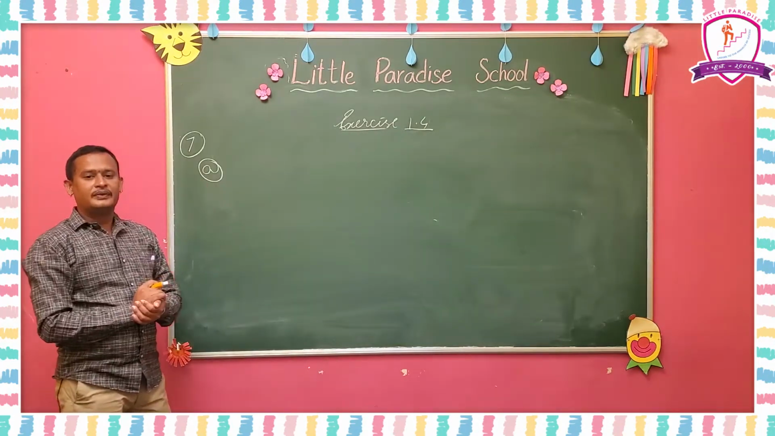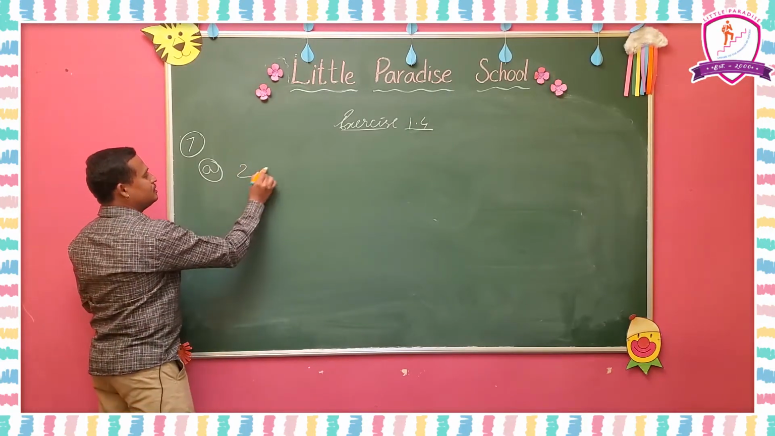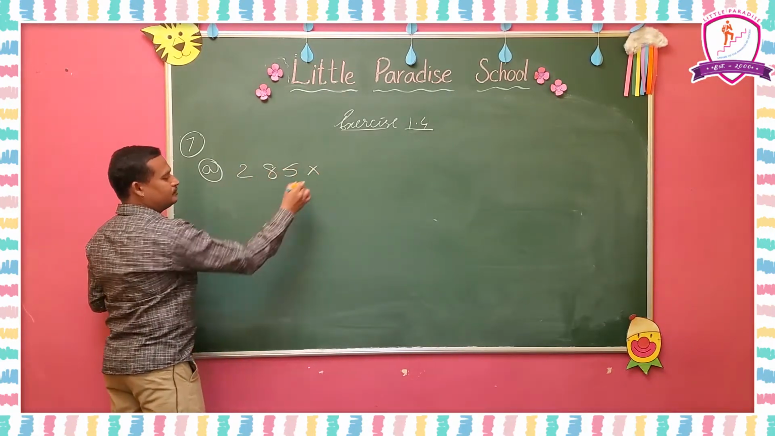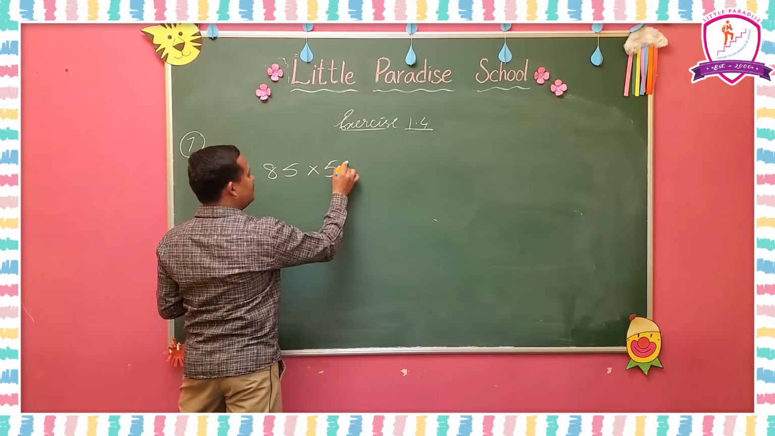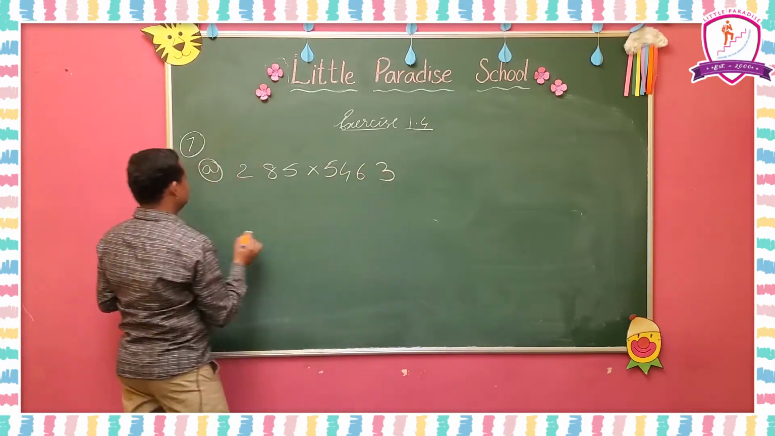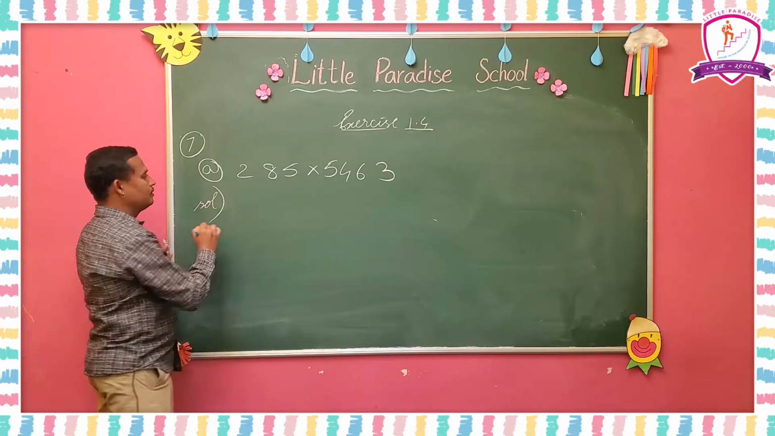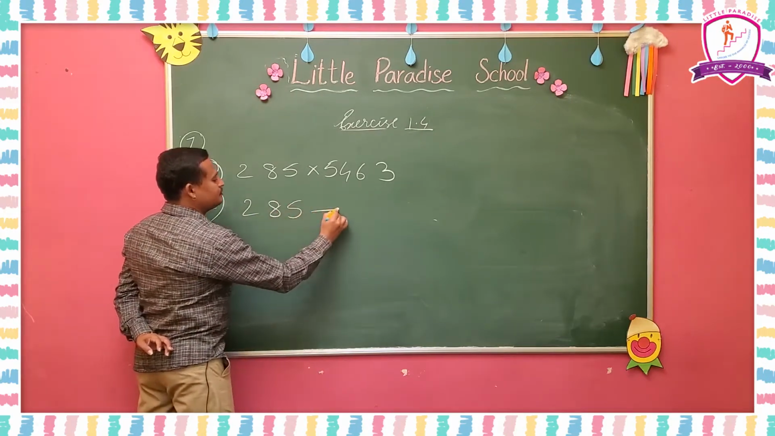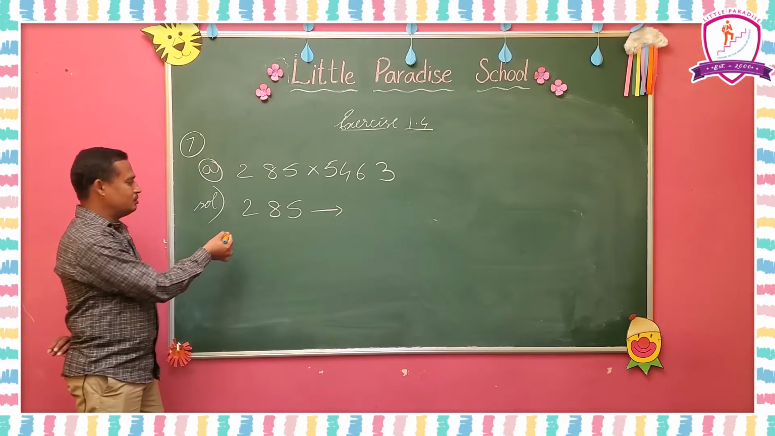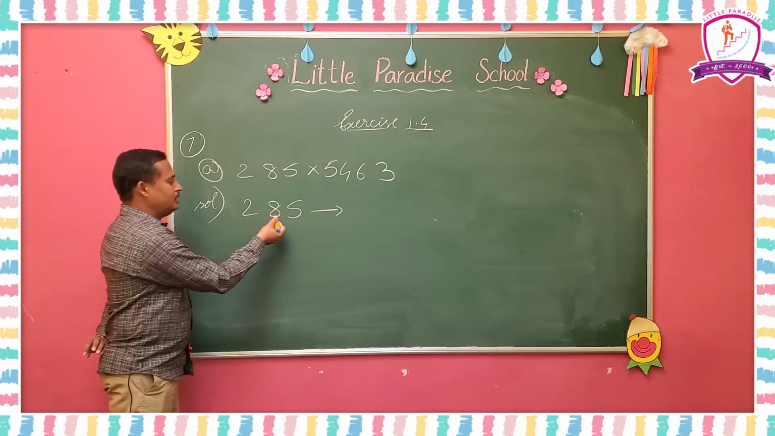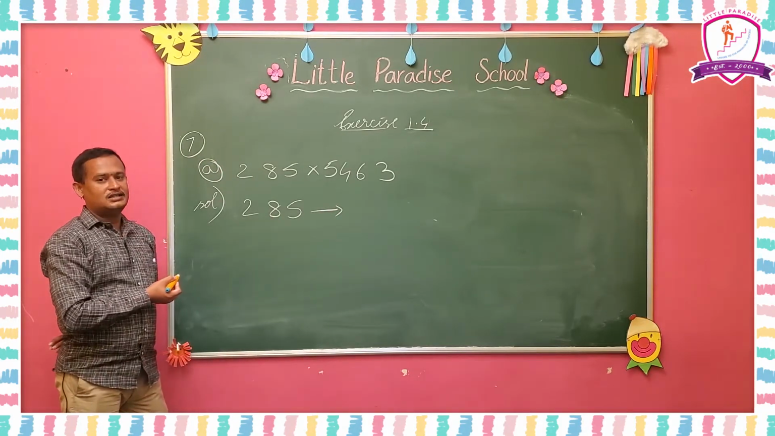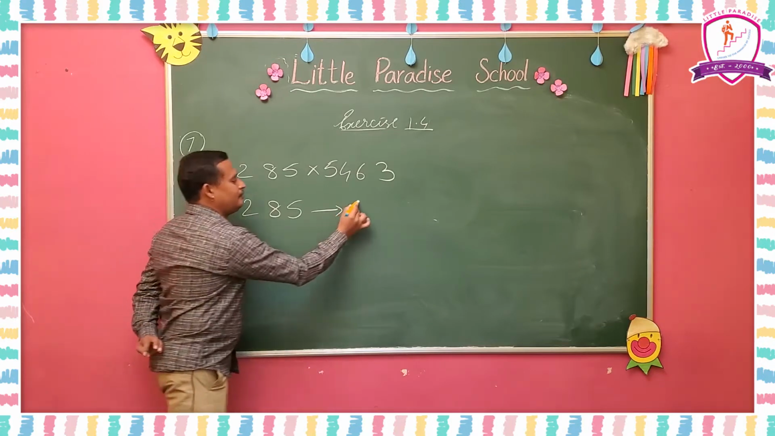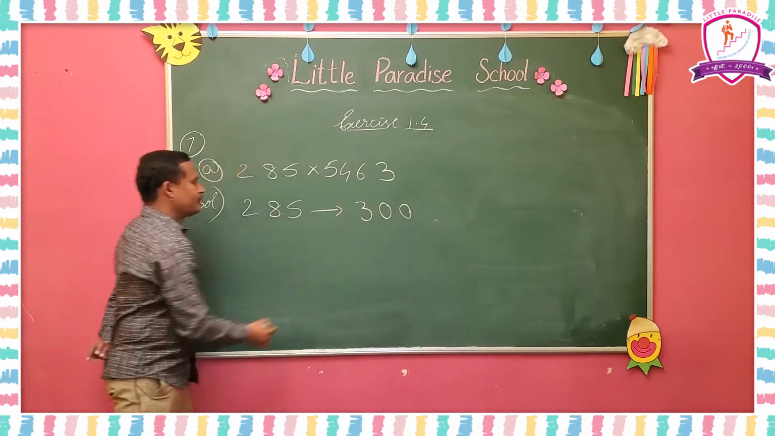Example: in the question 285 into 5463 is given. Round off 285 to the greatest place value, which is the hundreds place, so 200. Observe the tens place: 8 is there, so 200 will become 300.